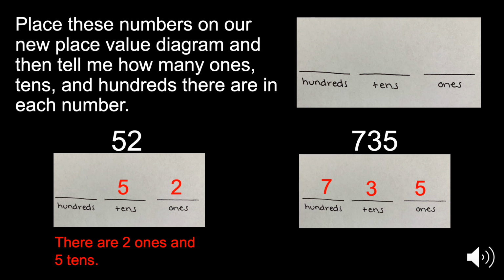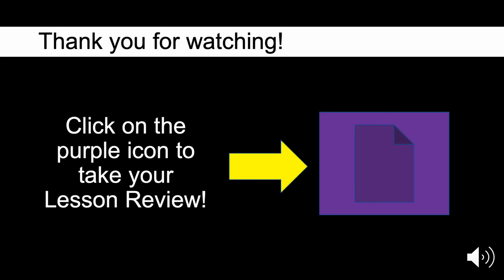So, how many hundreds, tens, and ones did we end up with? That's right, 5 ones, 3 tens, and 7 hundreds. You got this. I hope you all learned something new about base 10 place values. If you're confused by any part of the video, please go back and rewatch it or ask me in class. Thanks for watching!